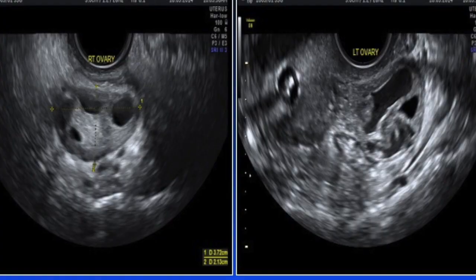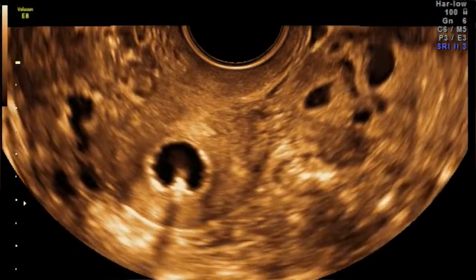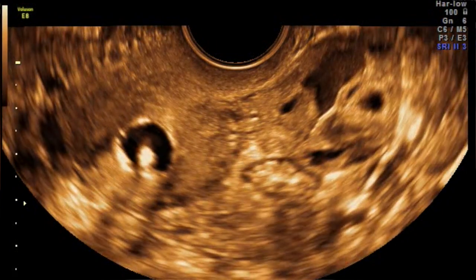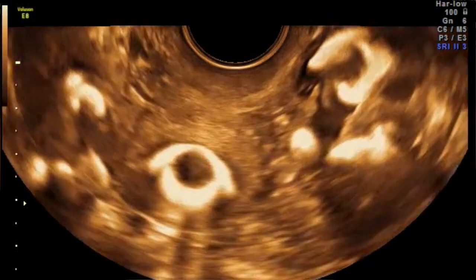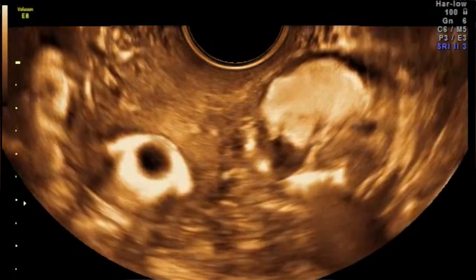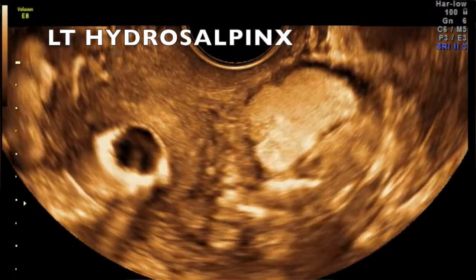This is a case with history of primary infertility of more than 2 years. The adnexa appear clear and a small cyst is seen in the left ovary. Injection of the Sonovue contrast agent showed this cyst in the left ovary, which was filled up with the contrast medium. So what we thought of as a cyst was actually a hydrosalpinx.